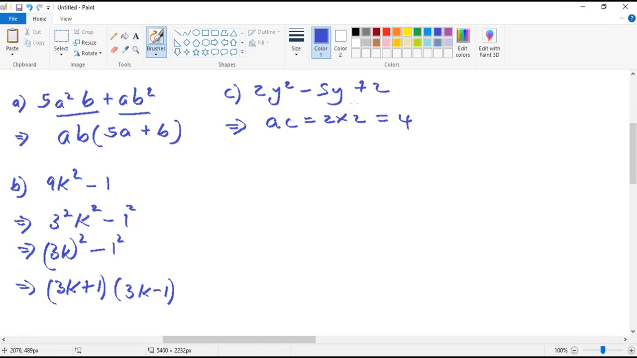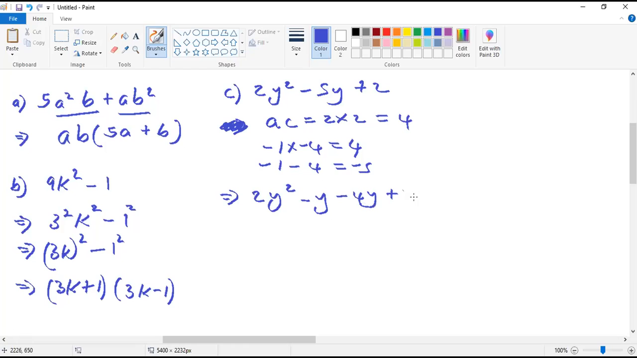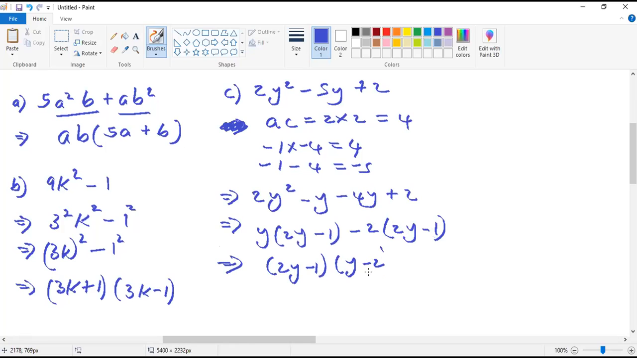And then to get the middle term, we can use negative 1 and negative 4, because negative times negative is positive. So let me just show that negative 1 times negative 4 is still 4, and negative 1 plus negative 4 is negative 5. So that should show some working. So we have 2y squared minus y minus 4y plus 2. So this becomes y times 2y minus 1, and then we have 2 times 2y minus 1. Great.